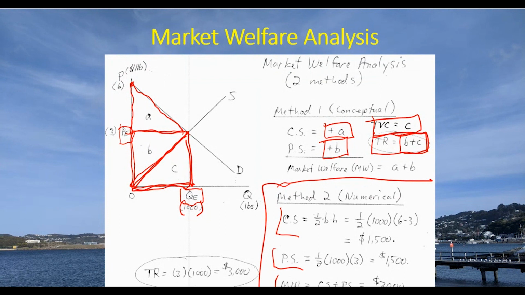And then you're going to go through and figure out what is the actual numerical value for the area A. That's consumer surplus, and it's going to work out to be $1,500. What's that for producer surplus? It's going to turn out to be $1,500 as well. Add them up to get market welfare. It's going to be $3,000.